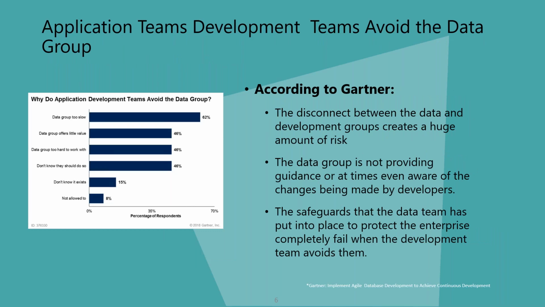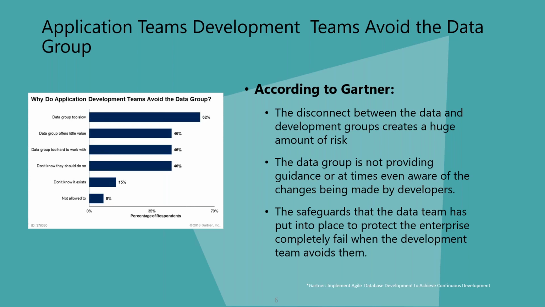Now, we've also heard from Gartner, where they talked to some developers and got their thoughts on how the developers view the data team. Now, this is a slide that DBAs really dislike. And I can absolutely see why. These are common developer complaints about the data group. The data group's too slow, they offer little value, they're too hard to work with. I mean, this is not a good look.